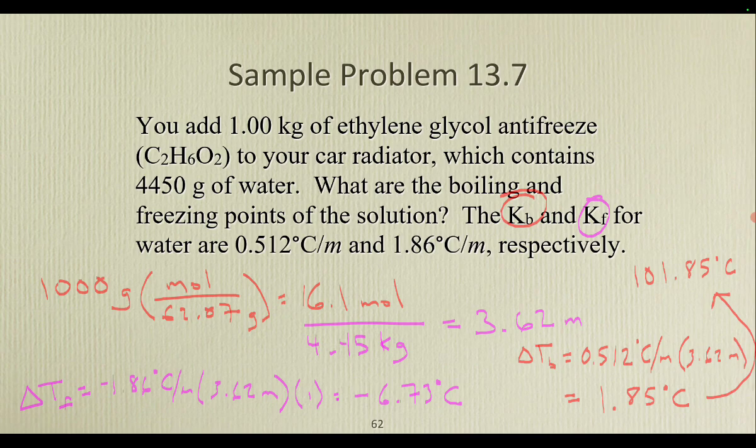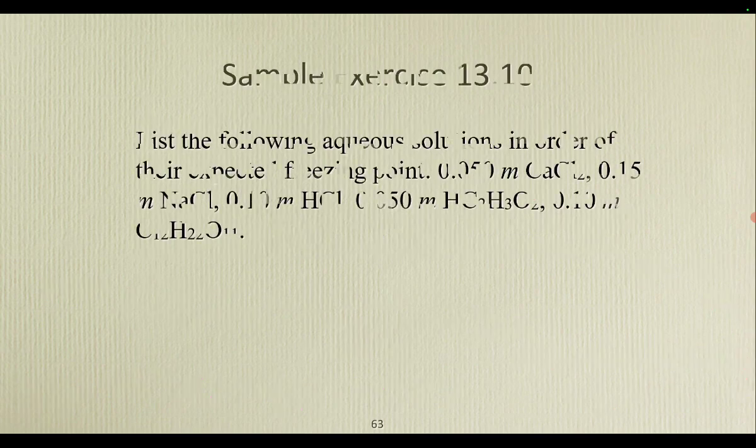And again, with the Van't Hoff factor, it was just 1 for this one, just because ethylene glycol is going to be that covalent molecule. So it's just going to give us 1 particle per molecule. It's not going to dissociate into different ions like we could see with an ionic substance.